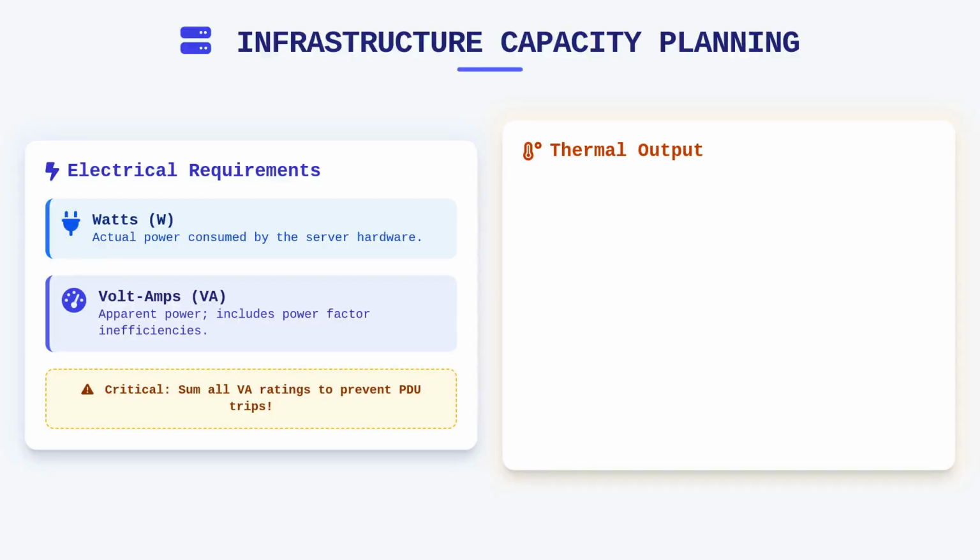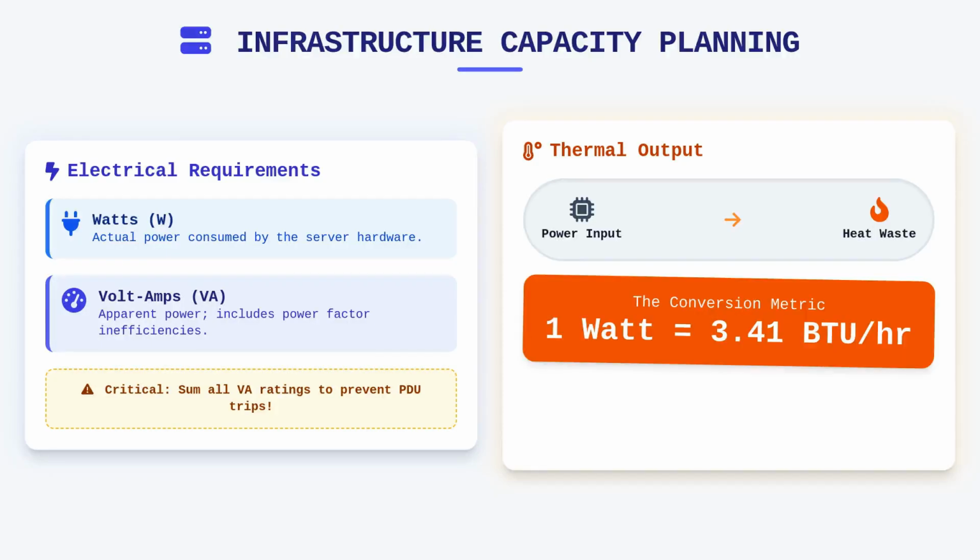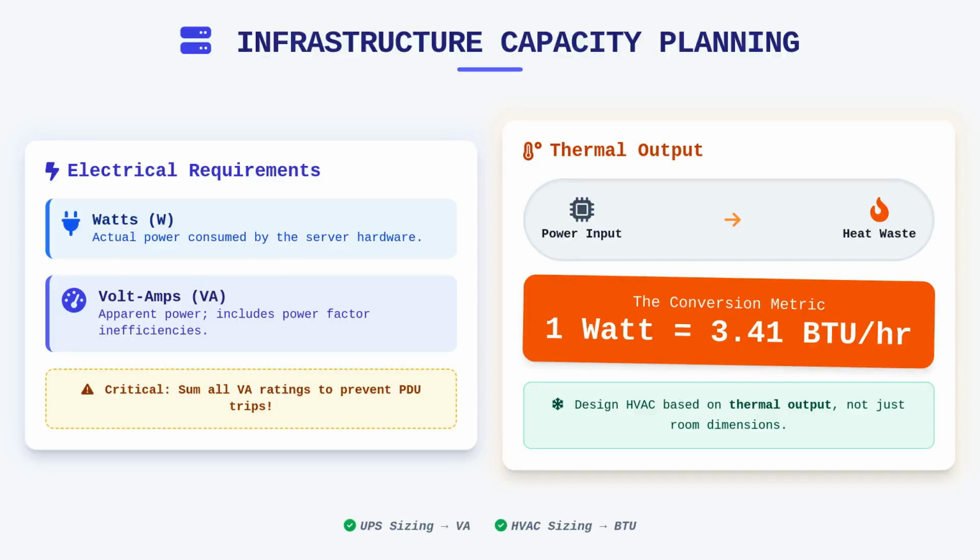Beyond electricity, you must also consider cooling, which is directly proportional to power consumption. Every watt consumed by a server is ultimately converted into heat, requiring roughly 3.41 BTU per hour per watt of energy used. You should design your HVAC systems based on these thermal output metrics rather than just relying on the physical size of the room.